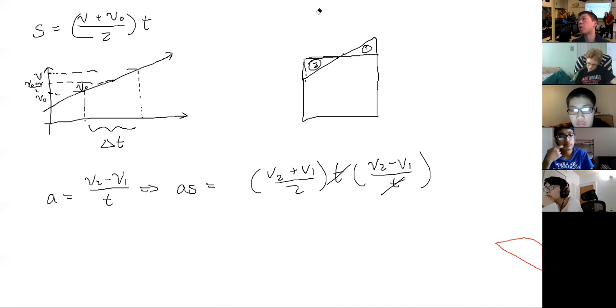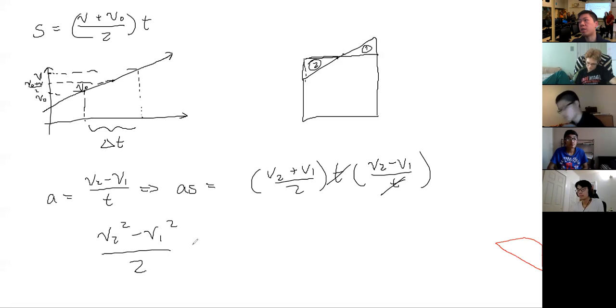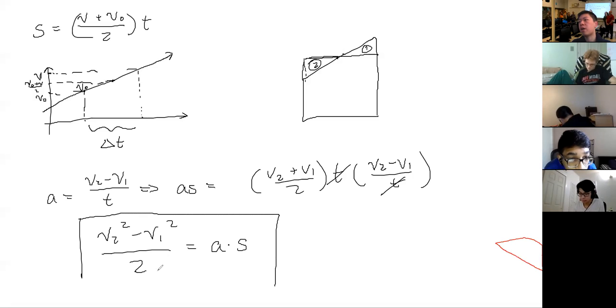So on top, we're left with a nice difference of squares. v2 plus v1 times v2 minus v1 is equal to v2 squared minus v1 squared, right? And the bottom, we just have 2. And this is equal to the acceleration times the displacement. And just like that, we have our third kinematic equation. Does anyone have any questions so far?